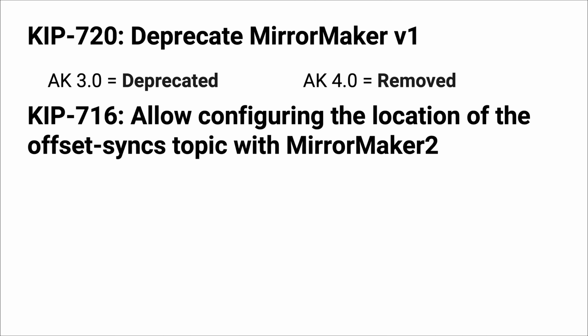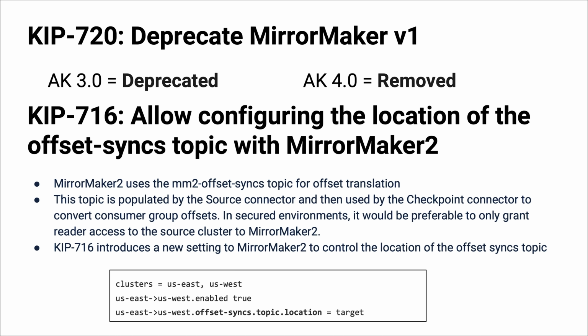Now, KIP 716 allows us to configure the location of the offset syncs topic with MirrorMaker 2. That's an internal topic that's used to sync offsets between the source and the target. Previously that had to be located with the source cluster, and now I get to specify whether it's source or target. So it can live on either end, which cleans up some deployments in some cases.